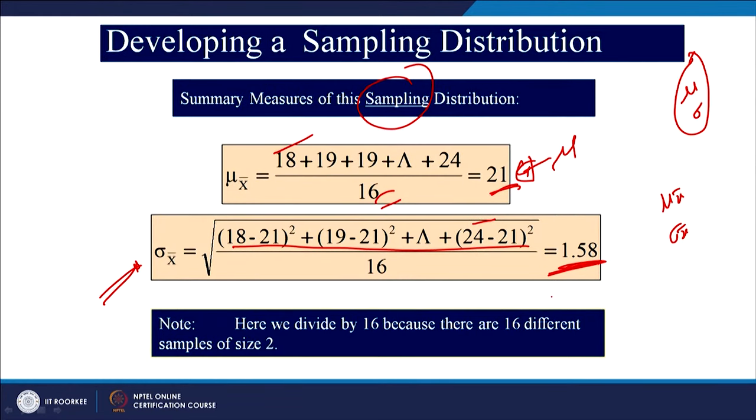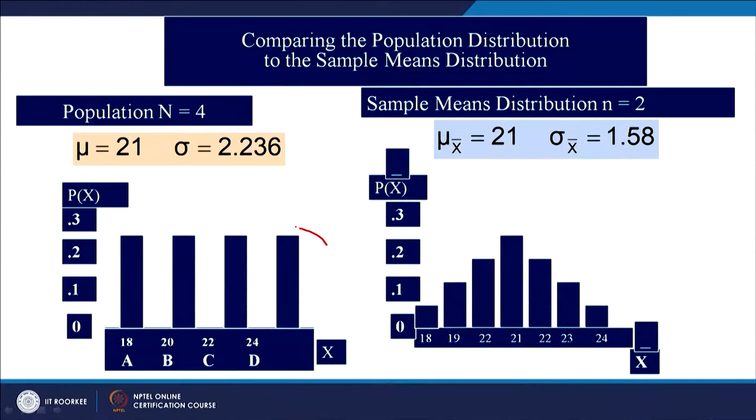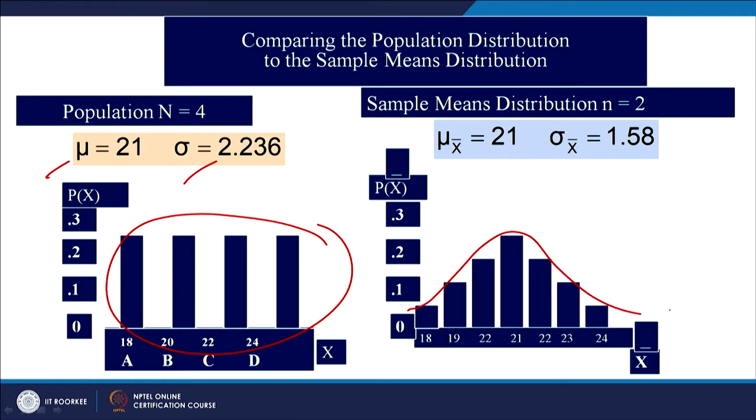Okay. So what is the inference? We will say that whether population distribution or sampling distribution, the mean remains the same, but the standard deviation decreases in case of the sampling distribution. So this is the comparison of these two. This is a uniform distribution with this mean and this standard deviation, and this is a normal distribution with mean same as this and standard deviation reduced to 1.58.